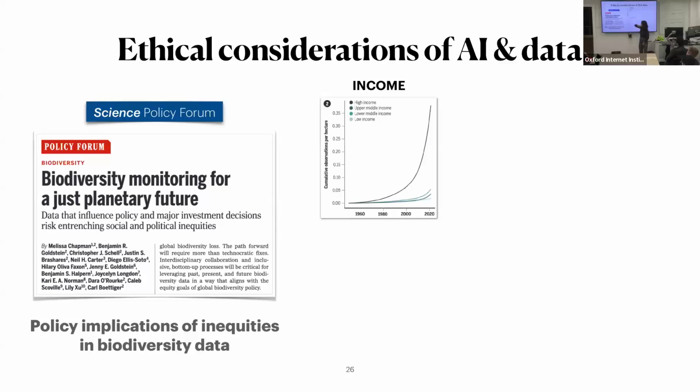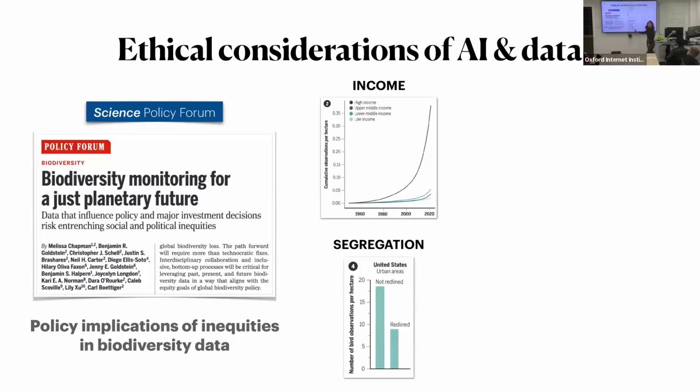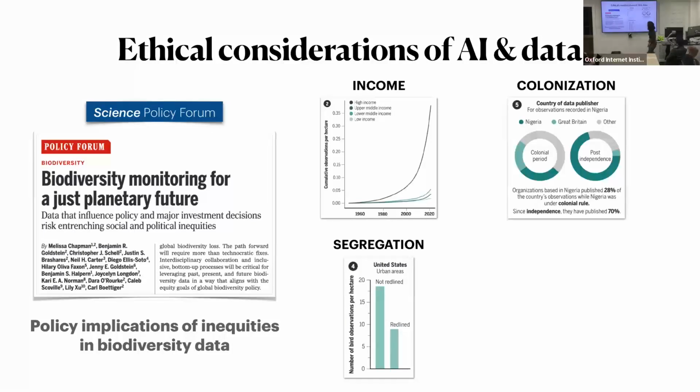So one of the things that we discuss is that this data is biased not just in terms of income, where there's a lot more biodiversity data in high-income countries or regions in the world versus low and middle income regions. But you can also see signs of historical segregation. So this is looking in the United States at urban areas that were historically redlined versus not redlined. And you see that there are many more observations of biodiversity in areas that were not redlined than those that were.